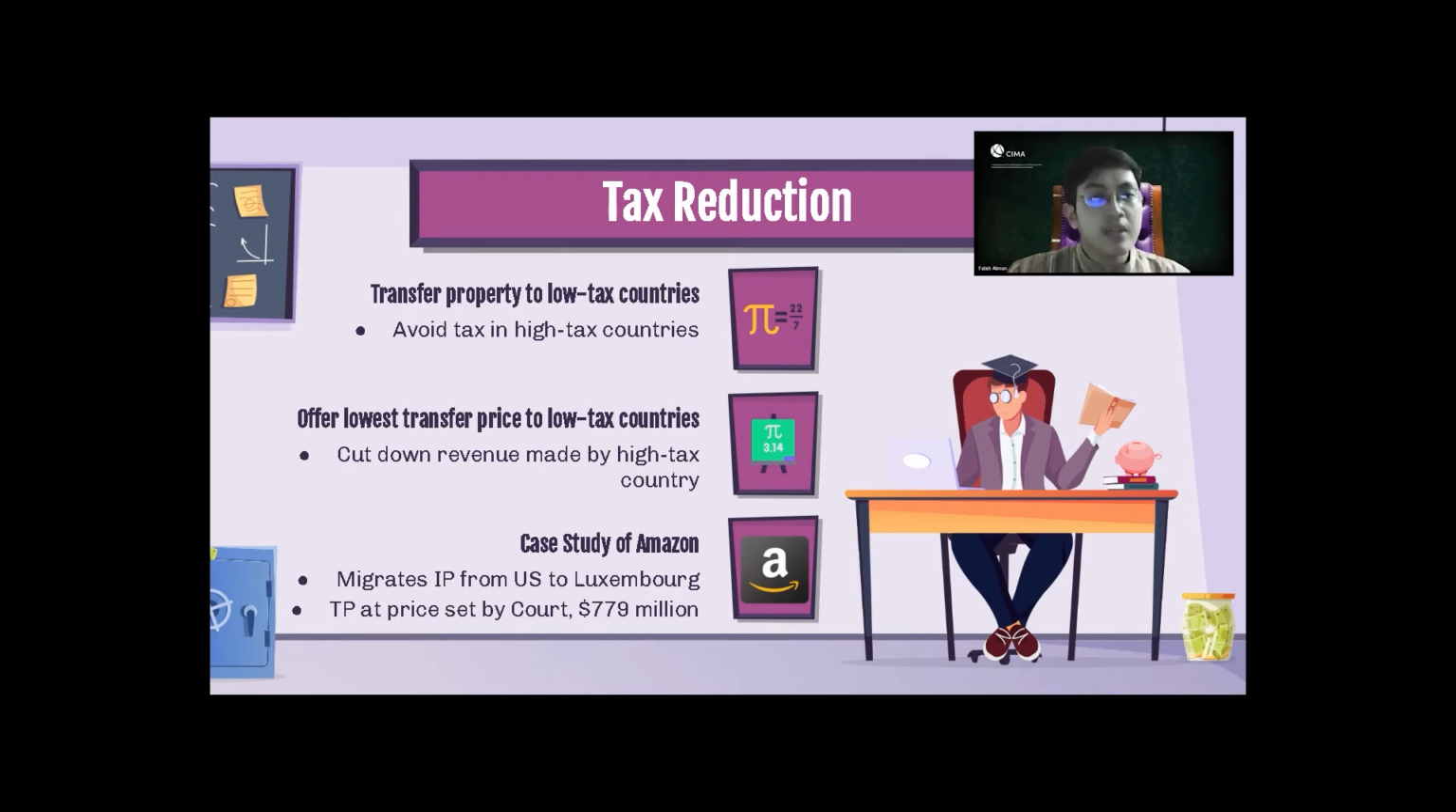For example, Amazon migrated its intellectual property from the US, a high tax country, to Luxembourg, a low tax country, at the minimum price of $255 million US. However, the IRS claimed the price should be $3.5 billion. Eventually, the transfer was made at the price set by the court, $779 million. Thereby, the company lowered its US income tax below the IRS requirement.